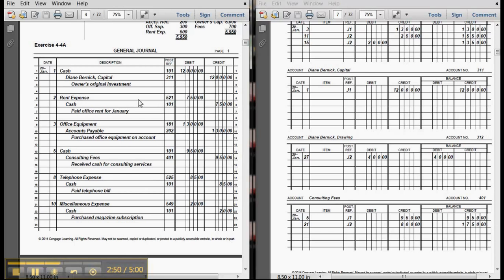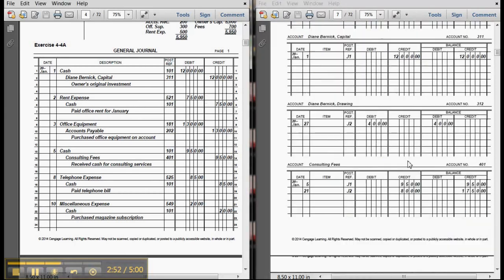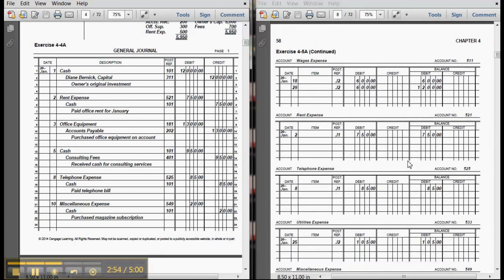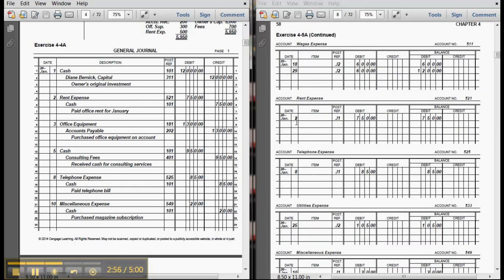Then I debited my rent expense account for $750. I'm going to scroll down and find my rent expense account. I put in my date, the second, $750 debit. My new balance is $750 debit because there was nothing there before. Rent expense increases with the debit. Its normal balance is a debit. Anytime I debit this account, I'm going to add. If I ever credit this account, I'm going to subtract. But my ongoing balance should always be on the normal balance side, which is the debit side. It came from journal page 1, and I take my 521 and post it back.